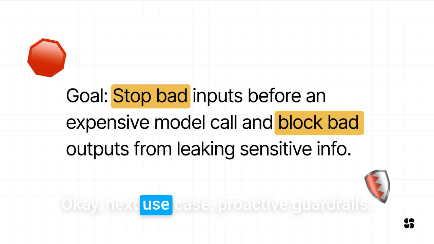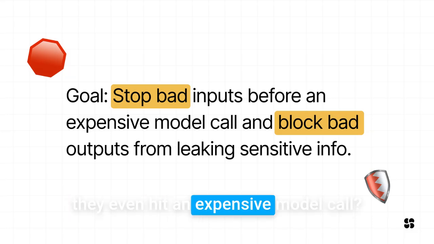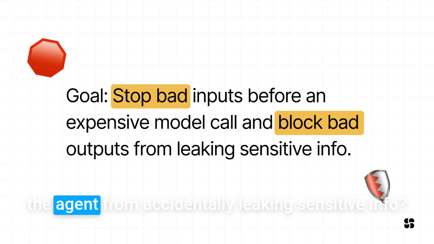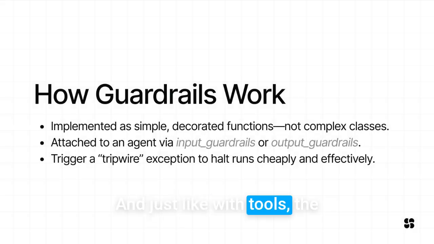Okay, next use case, proactive guardrails. This is the big one. How do you stop bad inputs before they even hit an expensive model call? And how do you block bad outputs, like preventing the agent from accidentally leaking sensitive info? Well, that's exactly what guardrails are for. And just like with tools, the implementation is so elegant and simple.